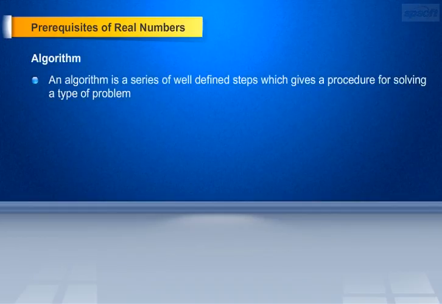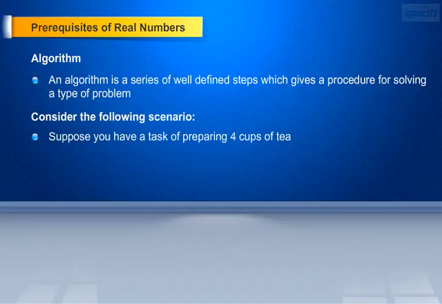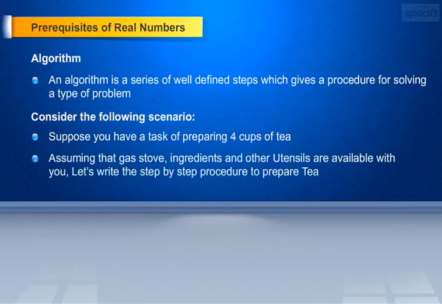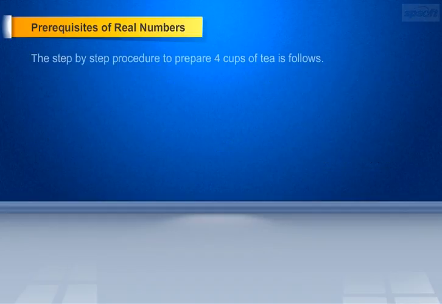Let us learn about algorithm. An algorithm is a series of well-defined steps, which gives a procedure for solving a type of problem. Consider the following scenario. Suppose you have a task of preparing 4 cups of tea, assuming that gas stove, ingredients, and other utensils are available with you. Let's write the step-by-step procedure to prepare tea. The step-by-step procedure to prepare 4 cups of tea is as follows.